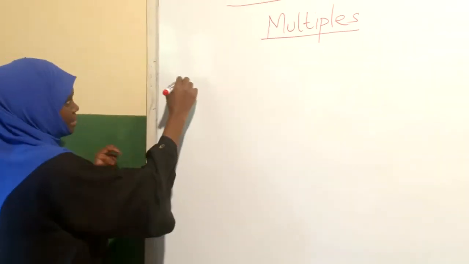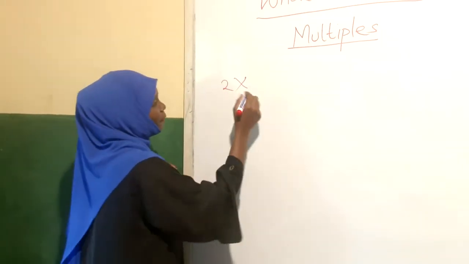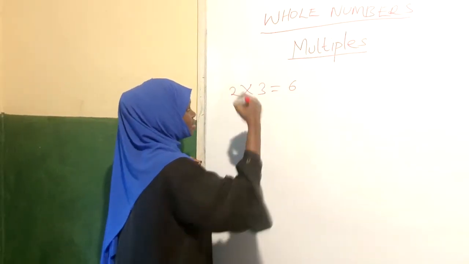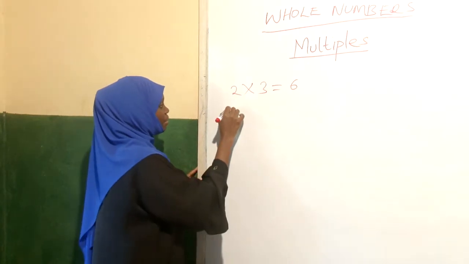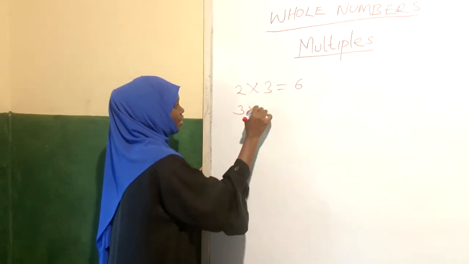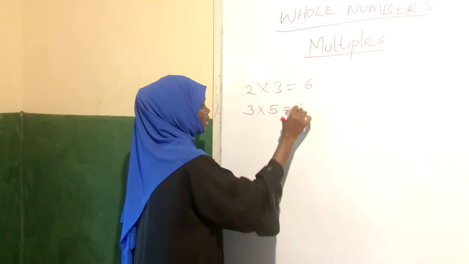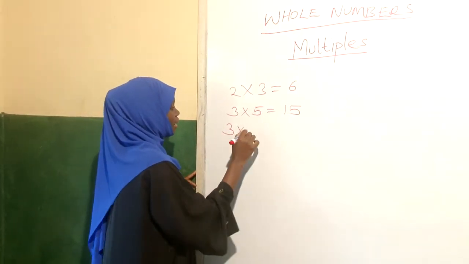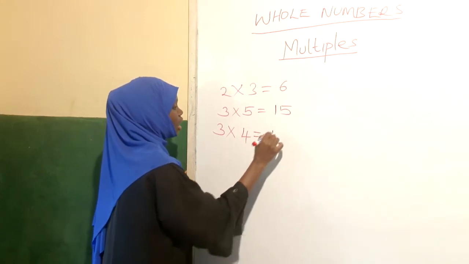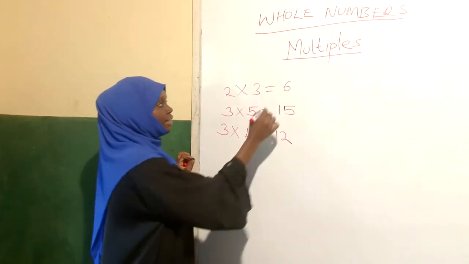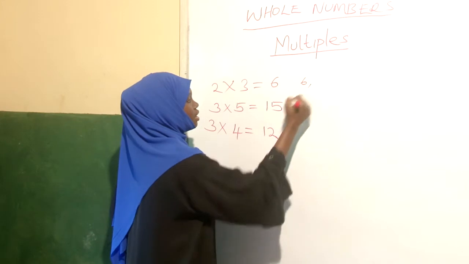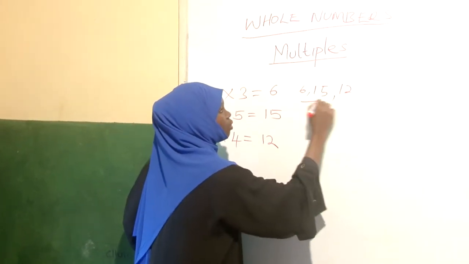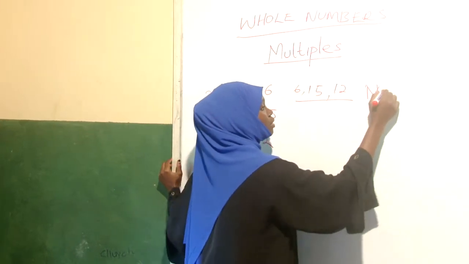Like the 2 numbers, that is 2 multiplied by 3. We get the answer 6. And then another number, if you multiply 3 by 5, you will get 15. And then 3 by 4 will get 12. So these numbers, that is number 6, number 15, and number 12, these are what we call multiples.